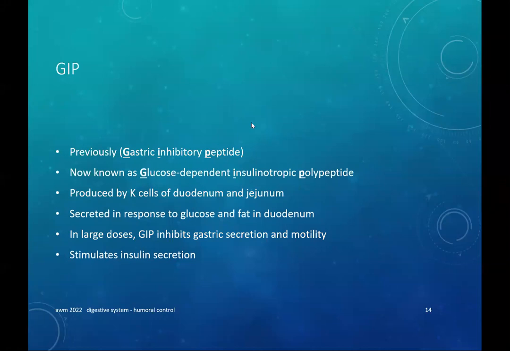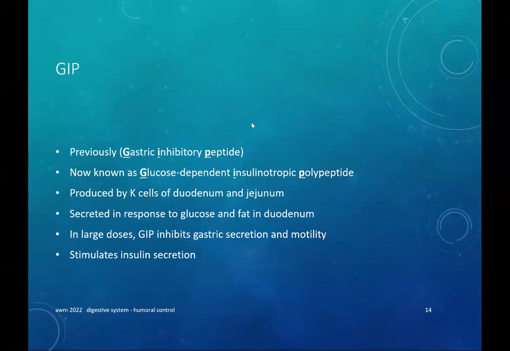Okay, now let's just look and see what it does. So it is produced by K cells, and it is produced in the duodenum and in the jejunum. So in response to food or the chyme being released from the stomach, it is secreted in response to glucose and fat.